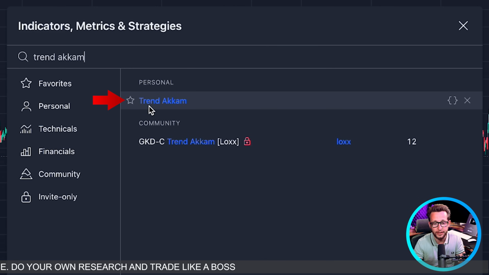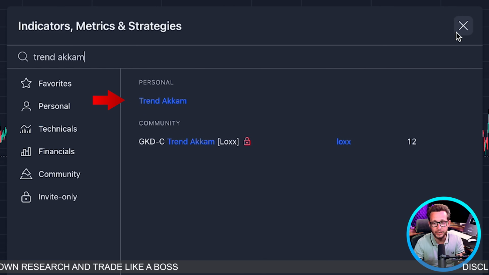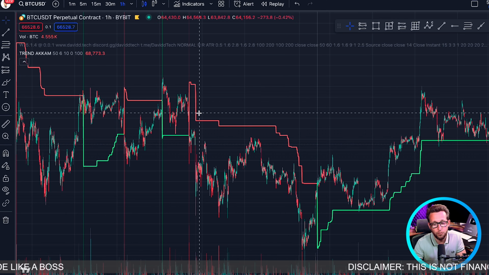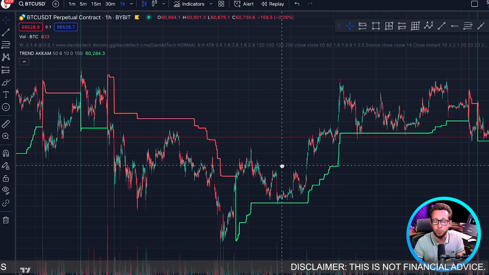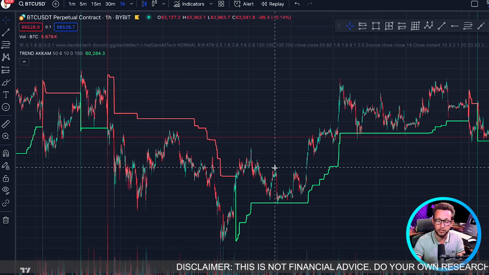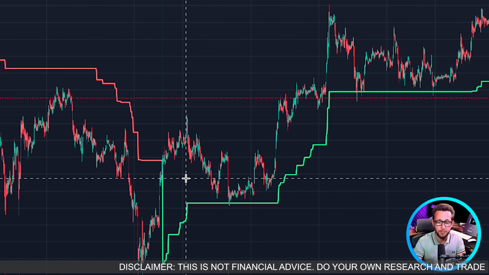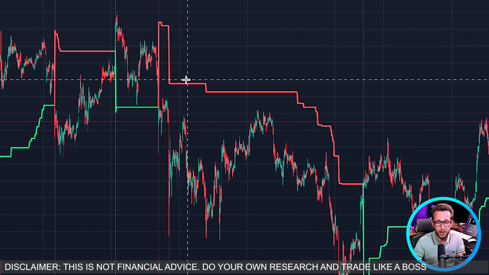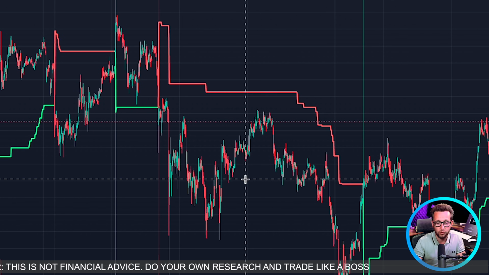We're going to be using the trend ACM, this one here. I'm going to click it to add it to our charts. Boom! As you can see, we have a red and green line giving us what we call on David Tech the baseline. The baseline gives us our trend direction. When the ACM is green and price is above it, we're looking for longs. When the price is below and the ACM is red, we're looking for shorts.